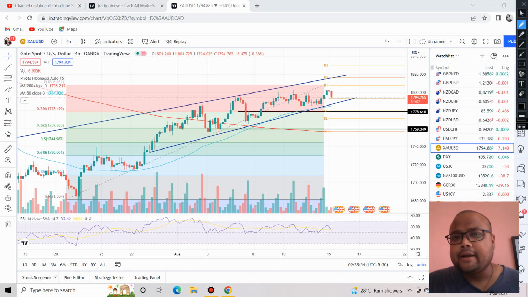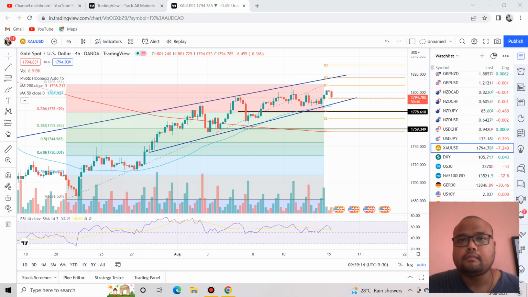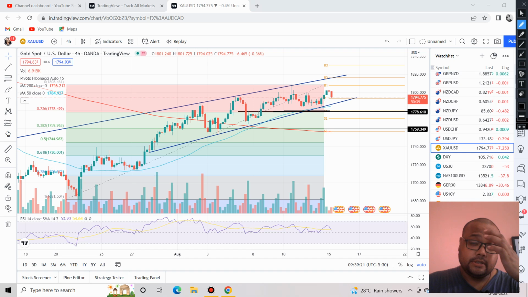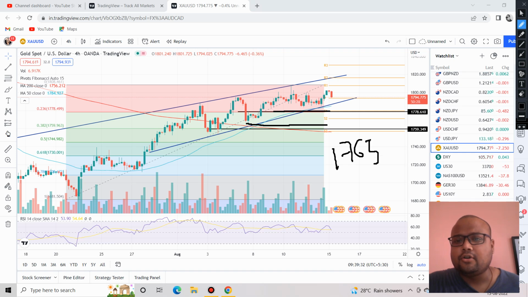So if the market breaks the trend line, the next support will be the 1778 level. 1778 is the first support for the market, which is also the Fibonacci 23.6% retracement level. Again, this is not a very strong support. The strong supports in this market are around 1765. Around 1765 we have a strong support. Then the second strong support we have is around 1760 to 1759. These two are the strong supports for the market.